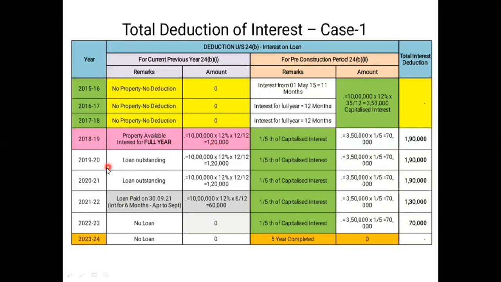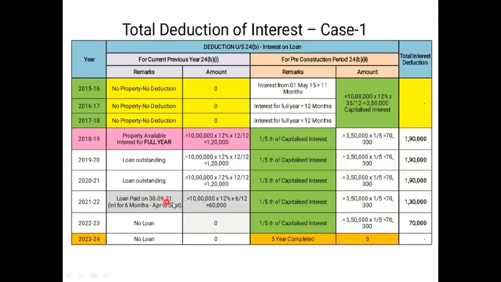Similarly, when you calculate for the financial year 2019-20, the loan is still outstanding. Therefore, the interest will be 1,20,000. Similarly, for 2020-21, the loan is fully outstanding throughout the year. So therefore, again, 1,20,000.